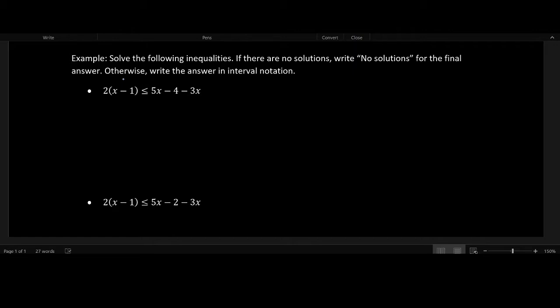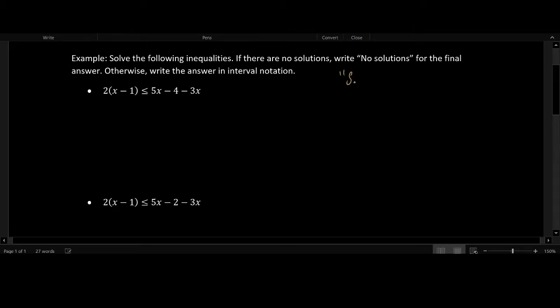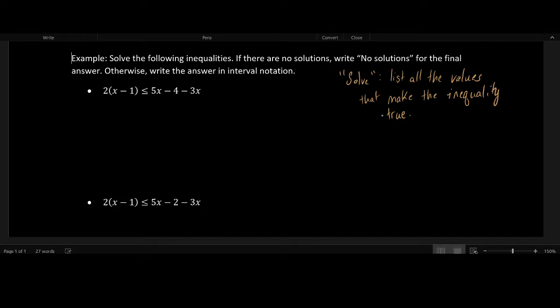Okay, now let's recall that solve means to list all the values that make the inequality a true statement. To solve an inequality means to describe all of the numbers that could take x's place and result in a statement that is true.